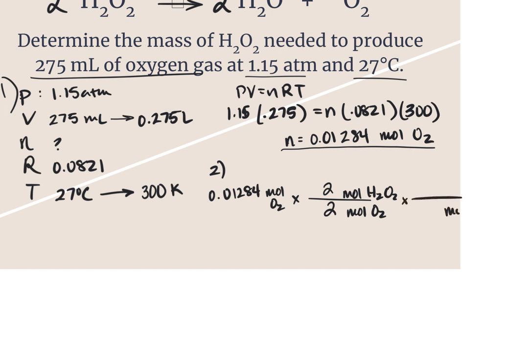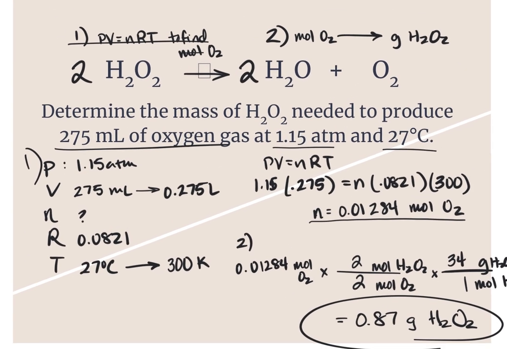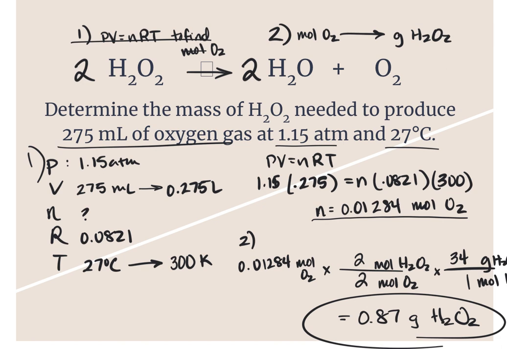And then I want to convert moles to grams, and then grams of H2O2. So that's molar mass is 34. If you add up the two hydrogens, the two oxygens, we find that this is equal to 0.87 grams of hydrogen peroxide. So I had to do the ideal gas law first to find moles of O2. Once I found moles of O2, I could then do stoichiometry to find grams of hydrogen peroxide.